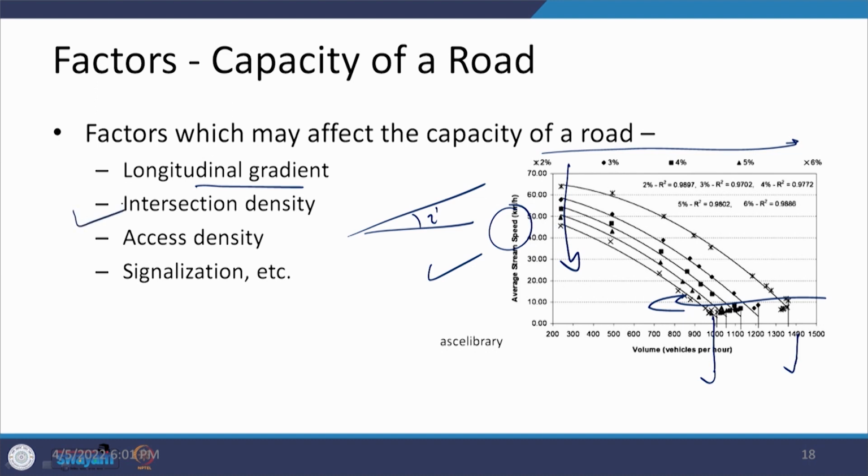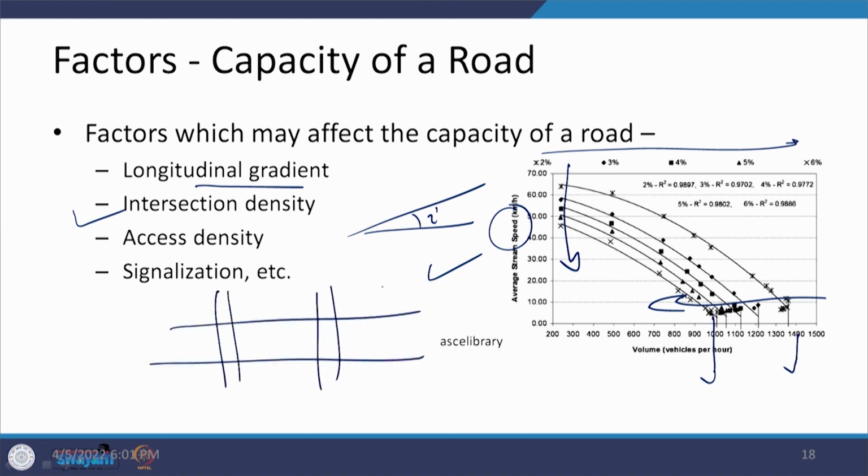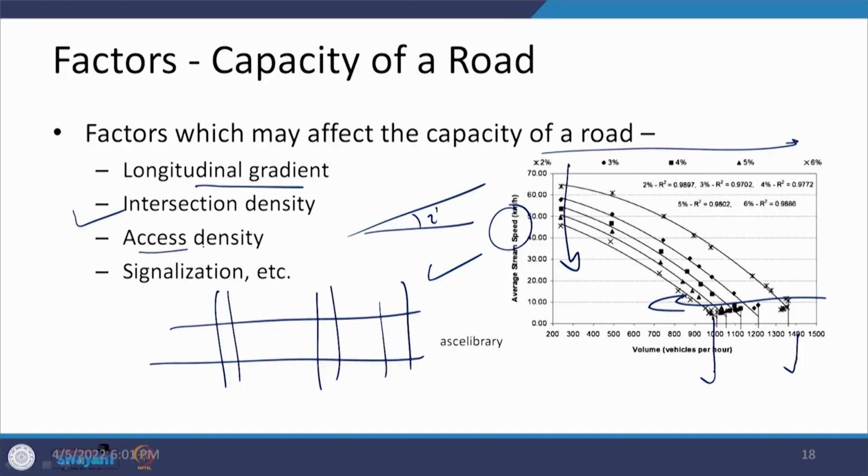Another case is intersection density. You have roads like this at different points, and if they are very near to each other, then the speeds cannot be maintained at the design speed values we have talked about, and therefore this hampers the capacity. Then access density: from different locations you provide access to the main highway, and this also makes a difference.